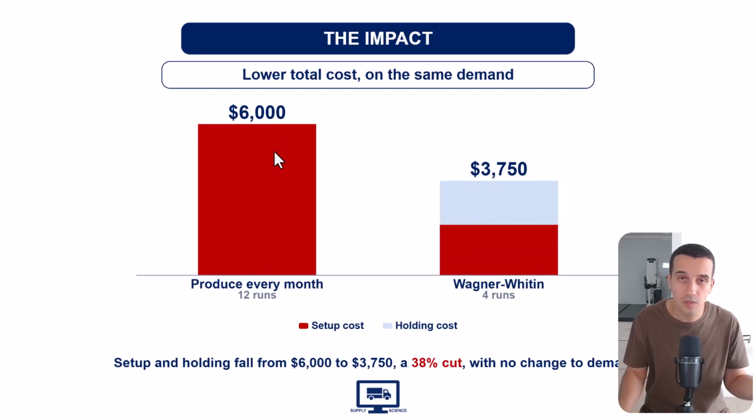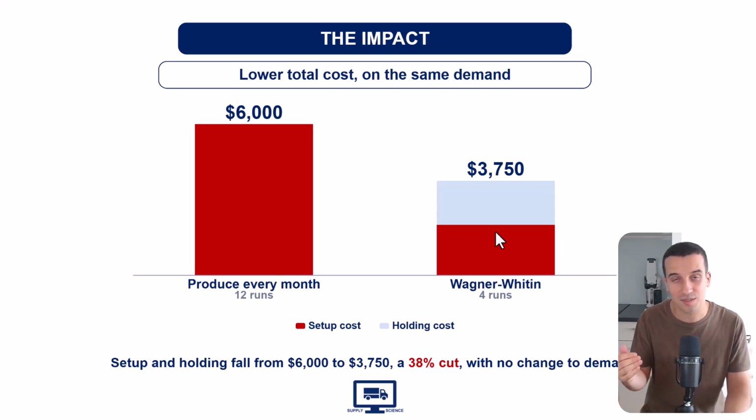On the first scenario, you are basically exploding the total cost because you have 12 different setups. And on the second one, you don't have a holding cost, which is the good news. But on the second one, it's a bit more balanced, but the total cost is way lower. And this has been computed by the algorithm.